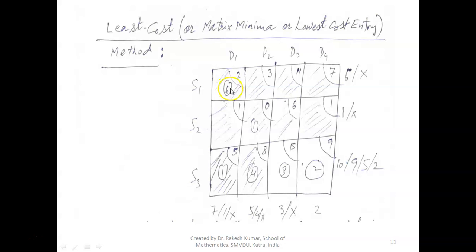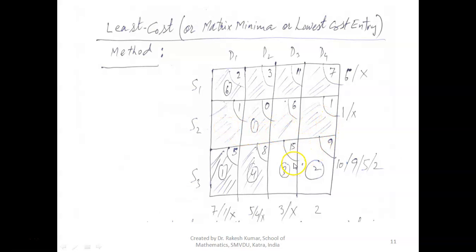x1 1 is equal to 6, x2 2 is equal to 1, x3 1 is equal to 1, x3 2 is equal to 4, x3 3 is equal to 3, and x3 4 is equal to 2. And here these are empty cells: empty cells, empty cell, empty cell. Nothing is transported in these positions.